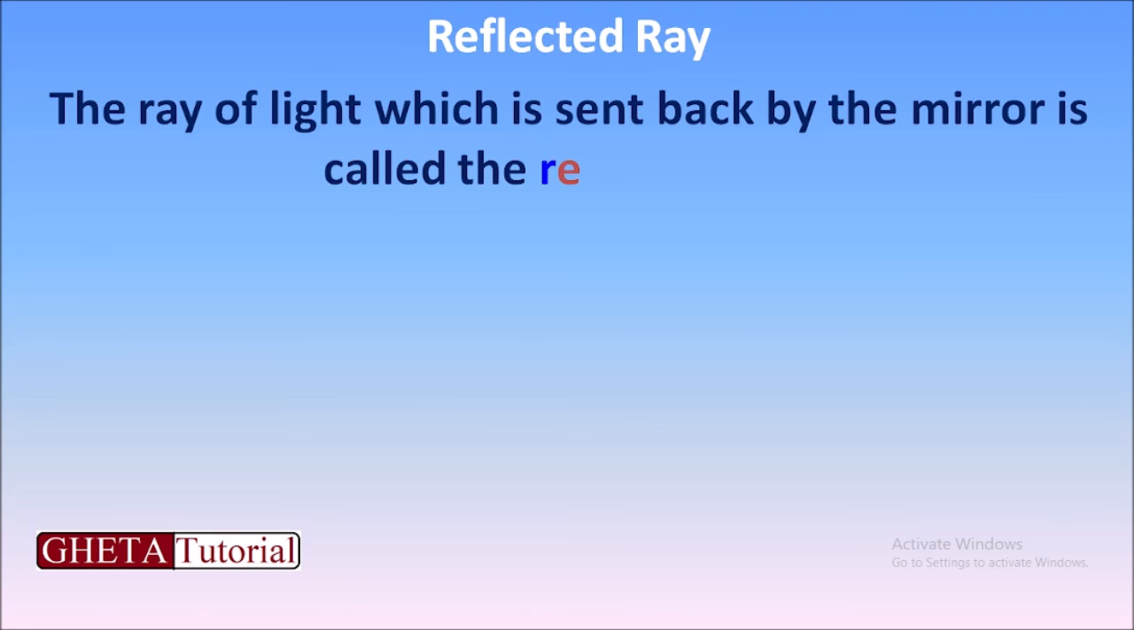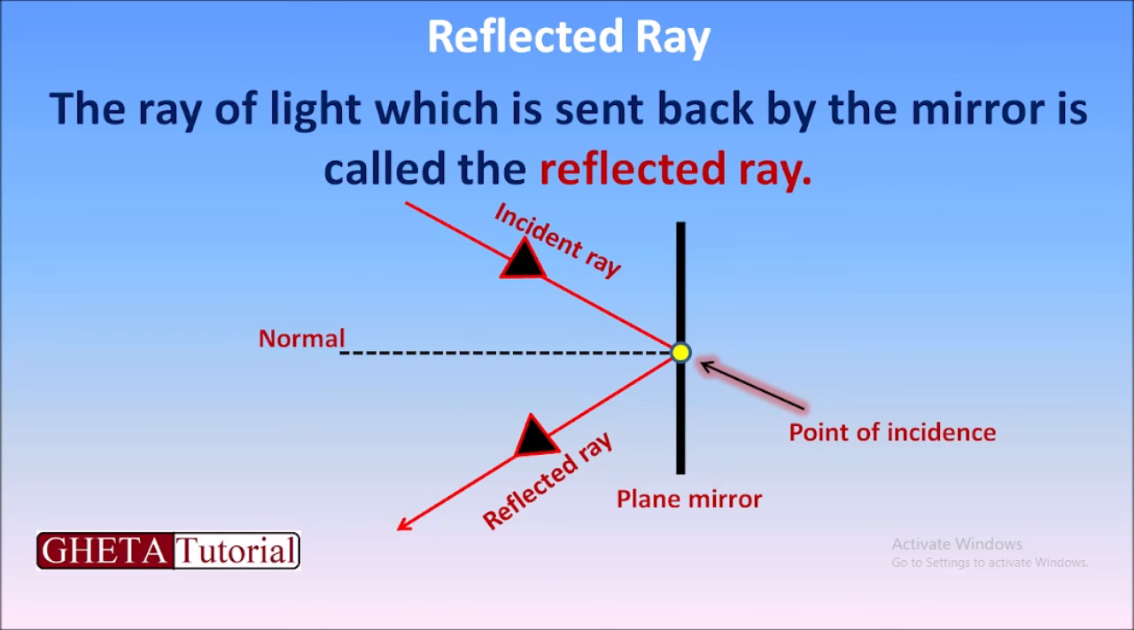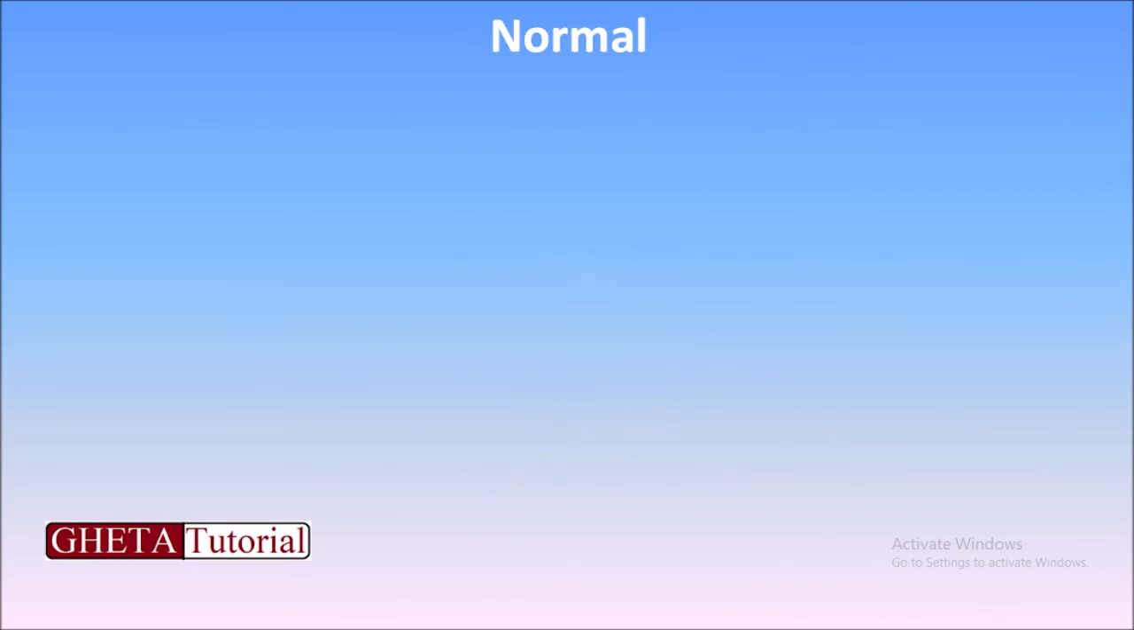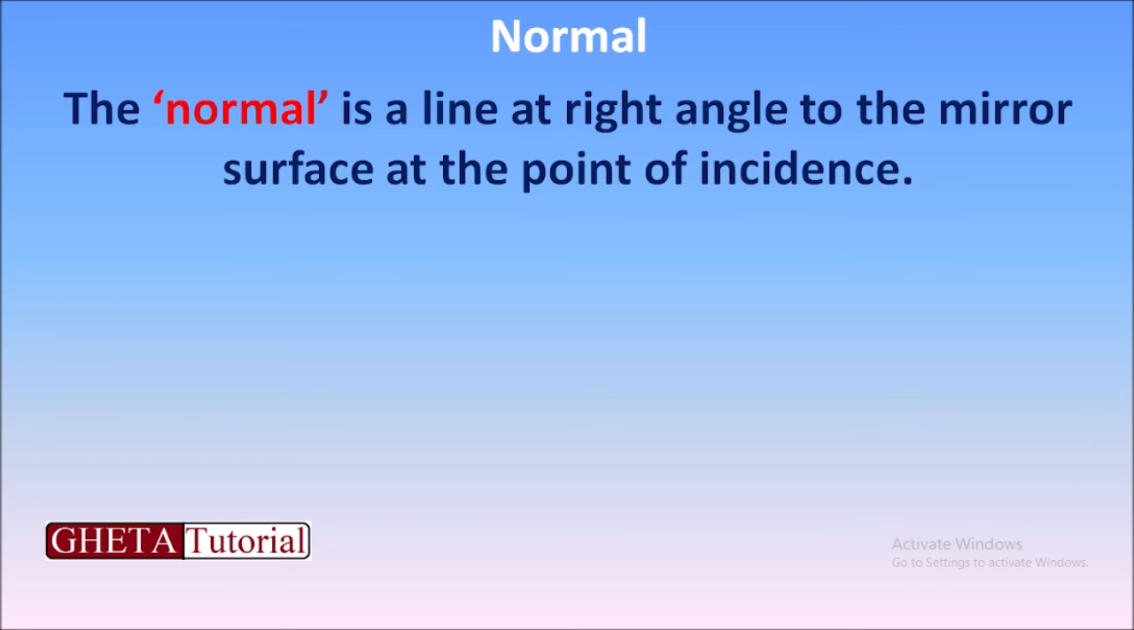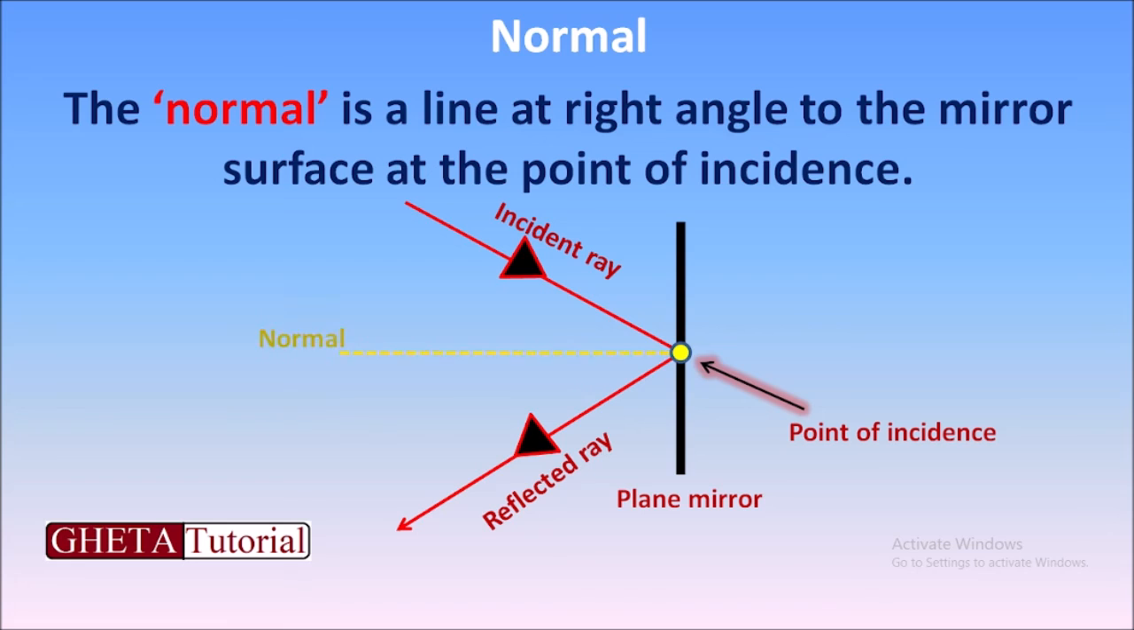So what is the reflected ray? The ray of light which is sent back by the mirror is called the reflected ray. From the figure we can see a ray of light sent back by the mirror is called the reflected ray. So what is meant by normal? The normal is a line at right angle to the mirror surface at the point of incidence. From the figure we can see that a line perpendicular to the plane mirror is called the normal line.